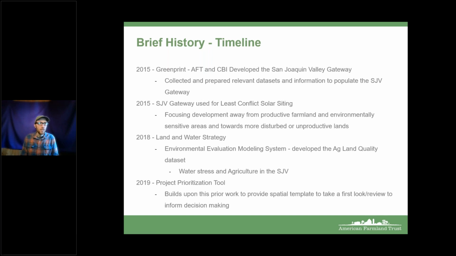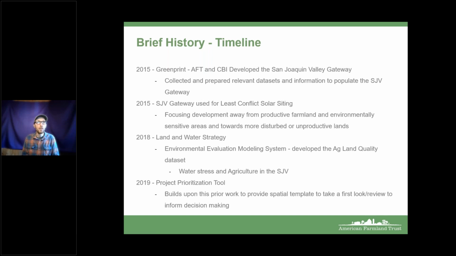So that was 2015. In 2018, the Land and Water Strategy was published. This work built upon the green print, utilizing data sets and that gateway to perform an environmental evaluation modeling system analysis. We call it EAMS at CBI. It's a fuzzy logic modeling system, which is beyond the scope of this presentation, but I will touch on it a little bit later. And what this did is we modeled agricultural land quality as well as water stress in the valley, and then did an intersection to see where those high quality lands are that are under the most water stress.